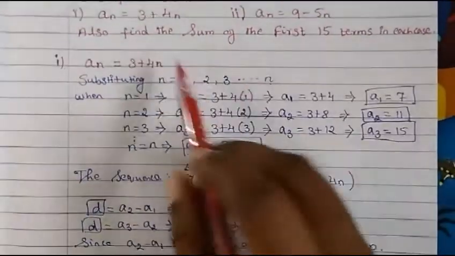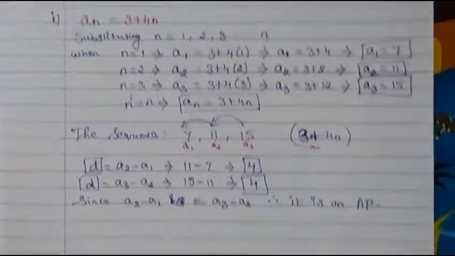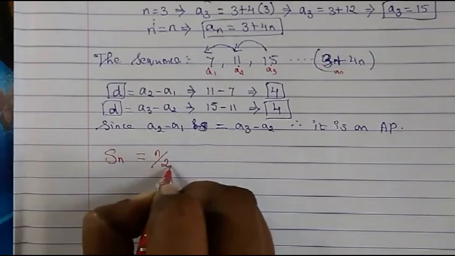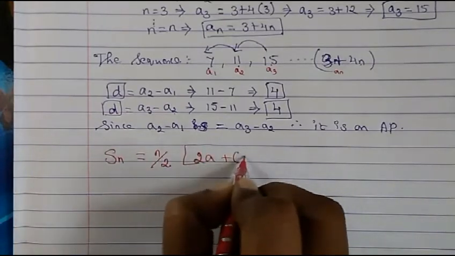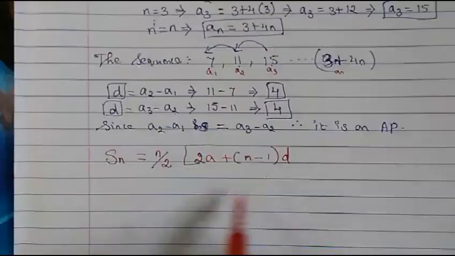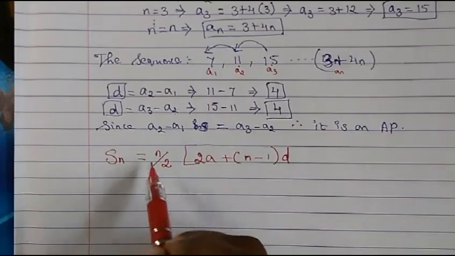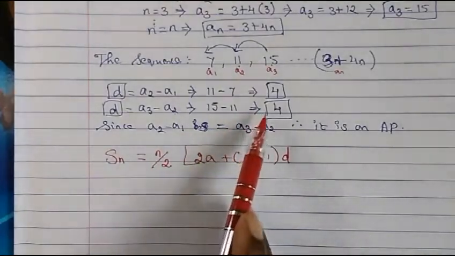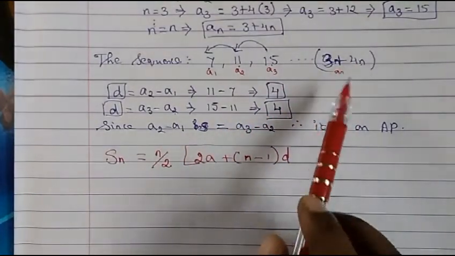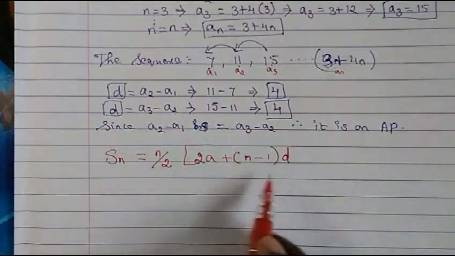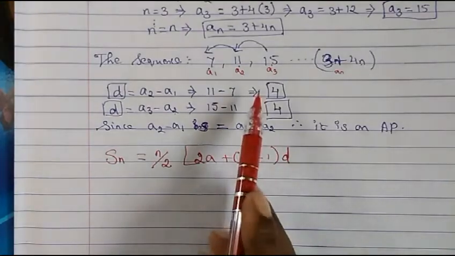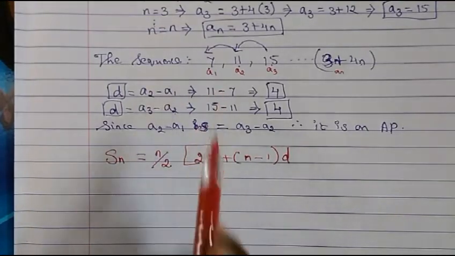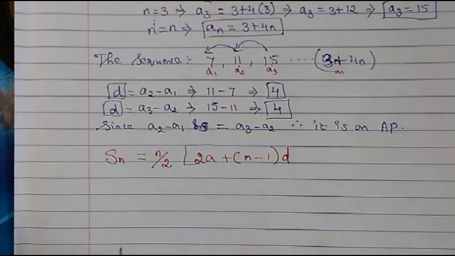Then we can find the sum. What is the question? Find the sum of the first 15 terms. For that we use the formula Sn equal to n upon 2 into 2a plus (n minus 1)d. Why do we use this formula? Because the first formula is Sn equal to n upon 2 into (a plus l), where l is the last term. But we don't have the last term here, because the last term an is what we have. So instead of complicating this, we will use the formula where we know the d value, the n value, and the a value, because that is the first term. All the values we have, so it is easy to find Sn.